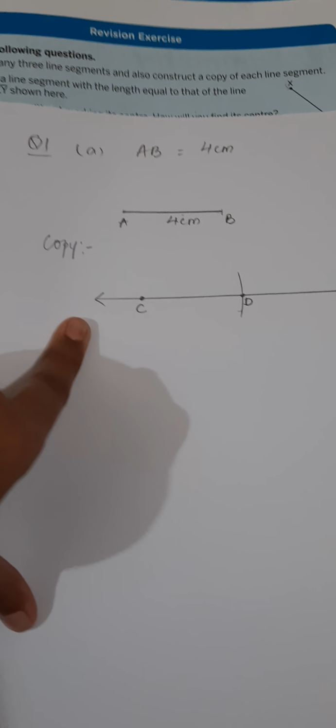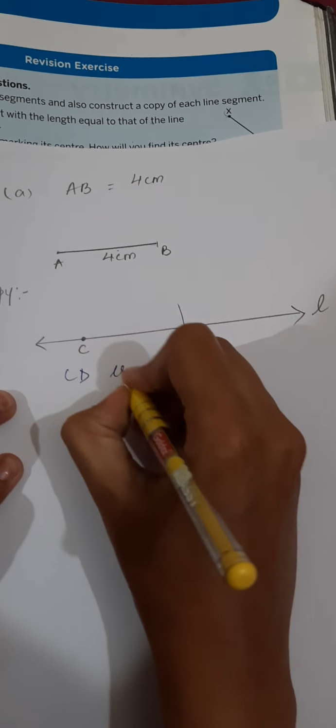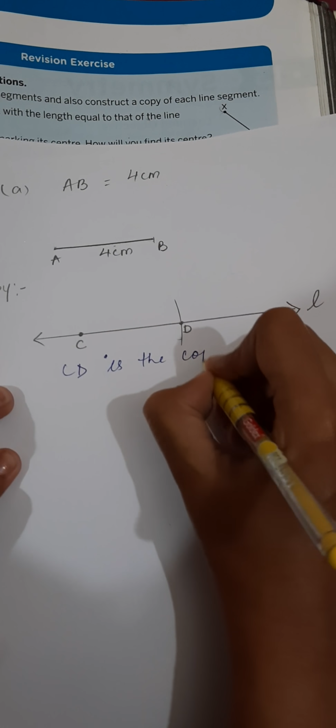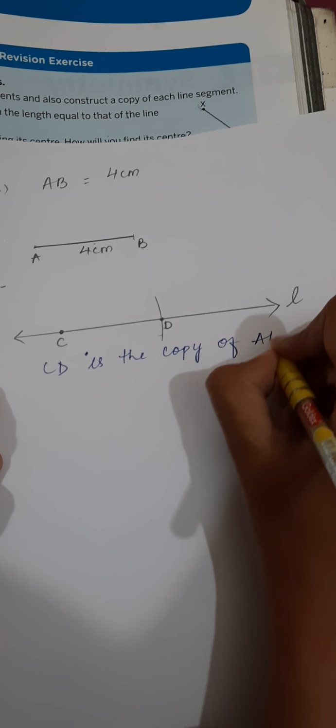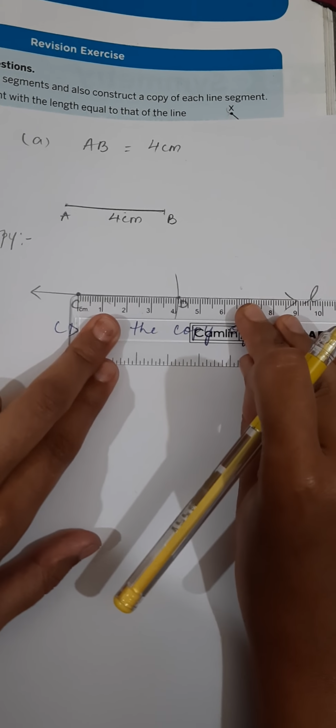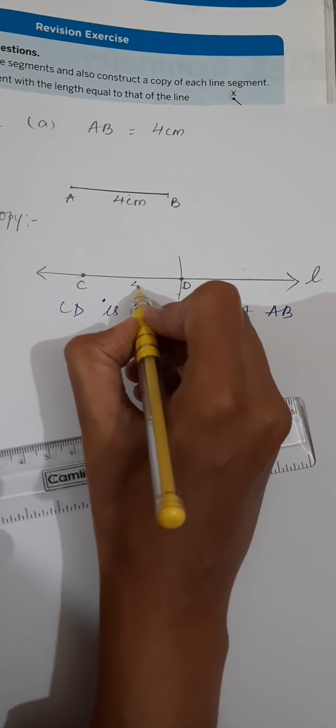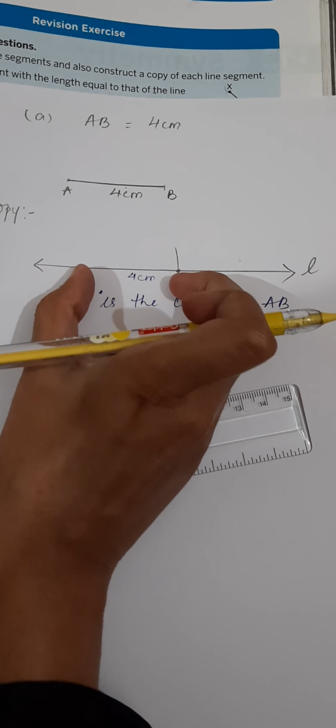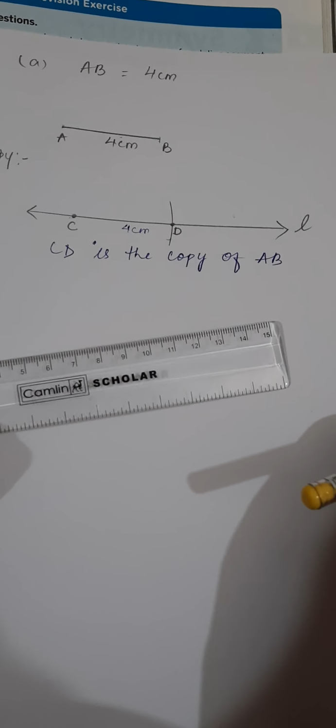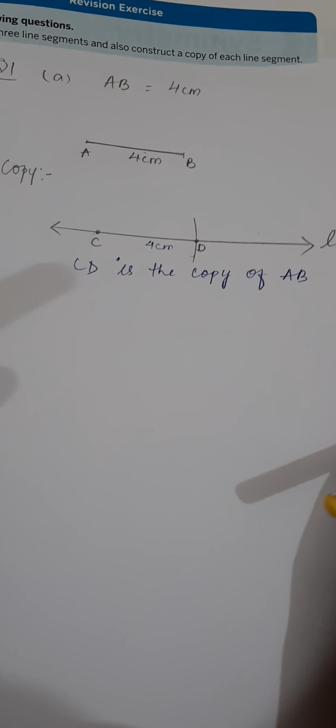Now this CD is the copy of AB. If you are going to measure it, CD is going to be 4 centimeters. From here to here, this is 4 centimeters. So to draw the copy, CD is again 4 centimeters. This much is the 4 centimeters. Now they have said you have to construct 3 line segments.